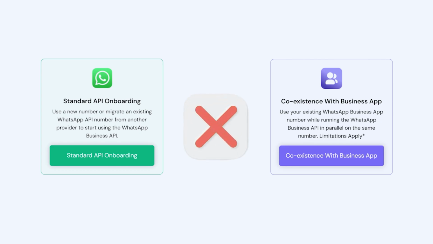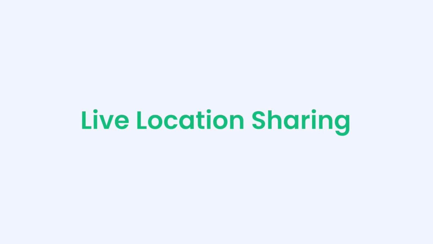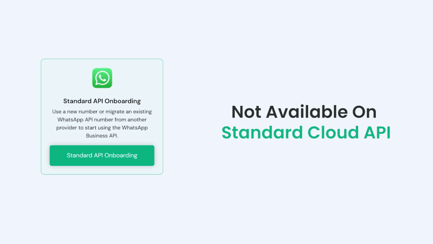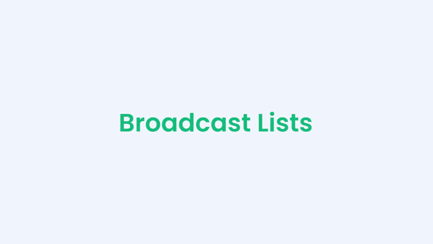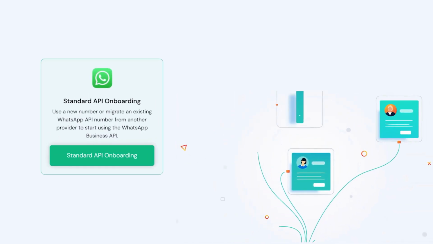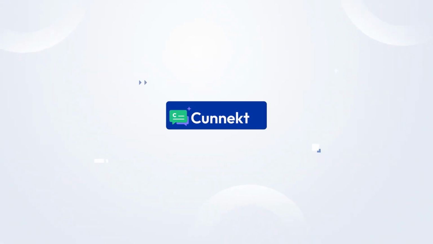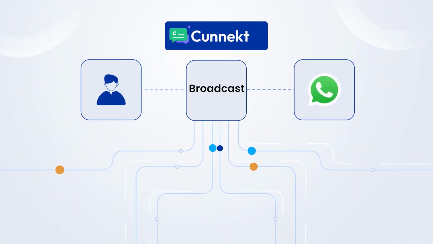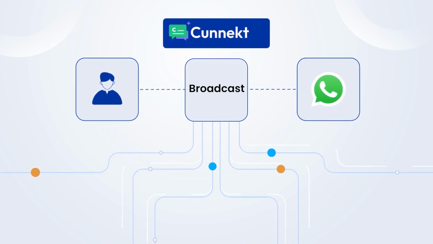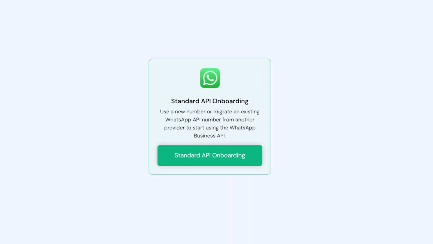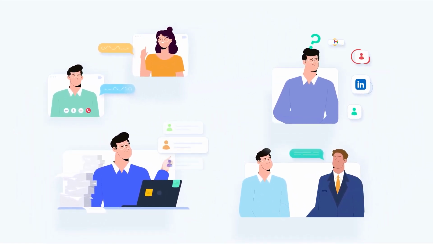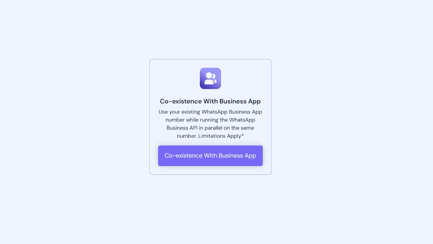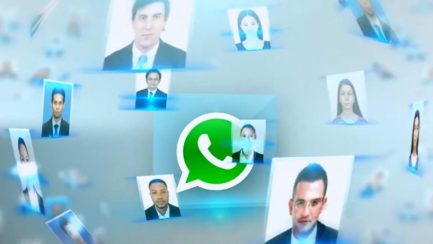Disappearing messages. Neither option supports this. It's unavailable on both. Live location sharing. Same story here. Not available on Standard Cloud API, and not on Coexistence either. Broadcast lists. Standard Cloud API supports broadcast directly. With Coexistence, broadcasts go through Cunnekt. You will not be able to modify broadcast lists on the Business app. Voice calls. Standard Cloud API handles this with multi-agent routing, so calls can be distributed across your team on both web and mobile app. With Coexistence, voice calls work through the WhatsApp Business app only.